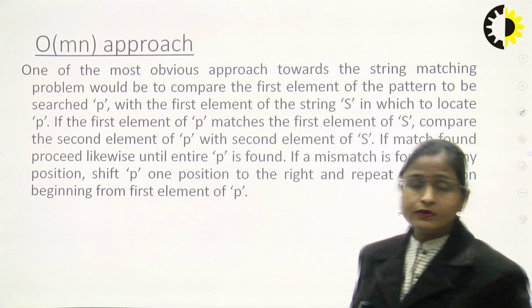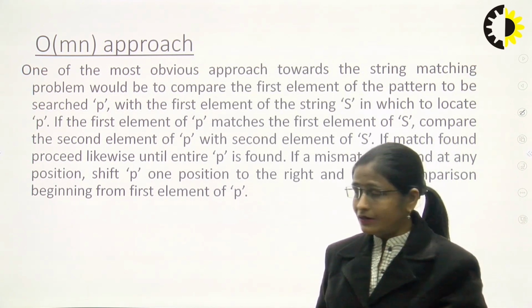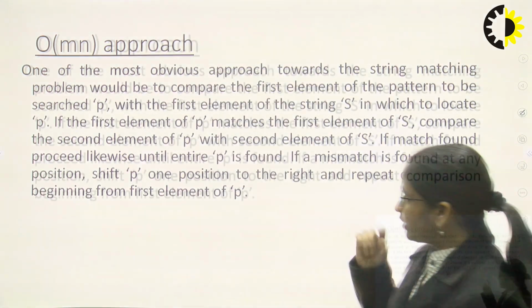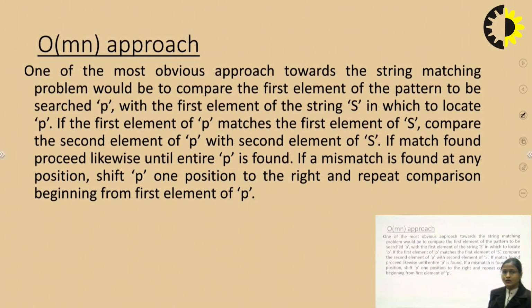So the first approach is the O(m*n) approach. That means the running time of the algorithm is O(m*n), that is, it takes m into n time to find the pattern in the given string. This is one of the most obvious approaches towards string matching. It compares the first element of the pattern to be searched, P, with the first element of string S in which to locate it. If the first element of pattern P matches the first element of string S, then compare the second element of P with the second element of S.